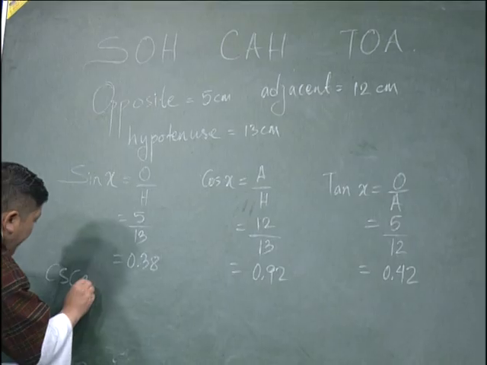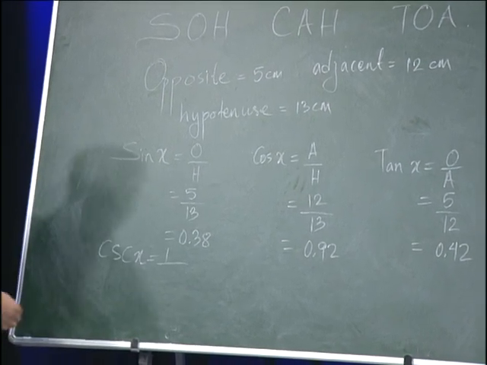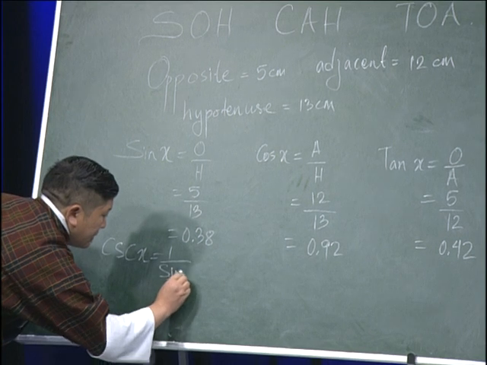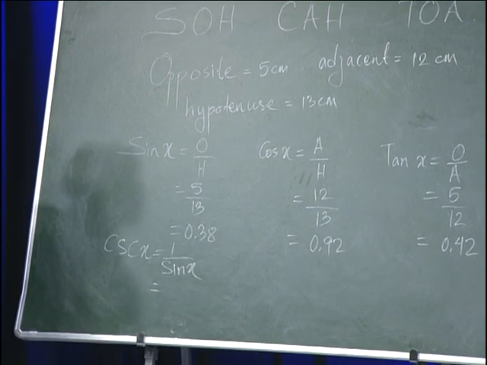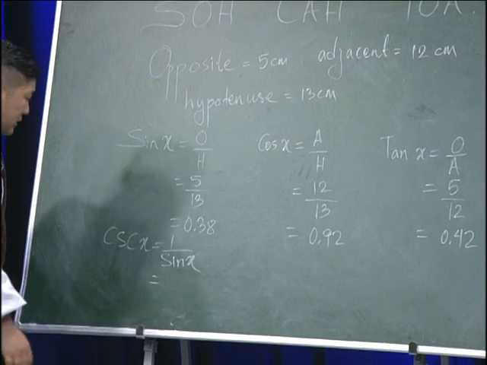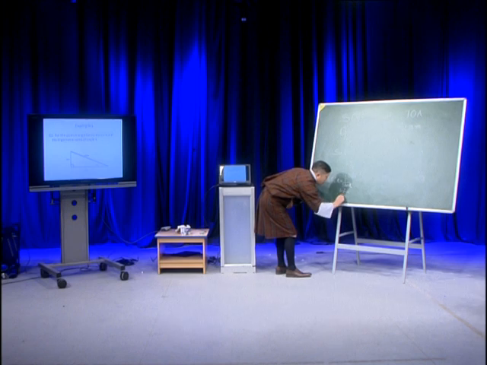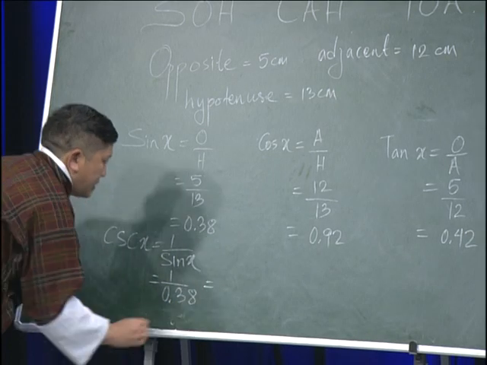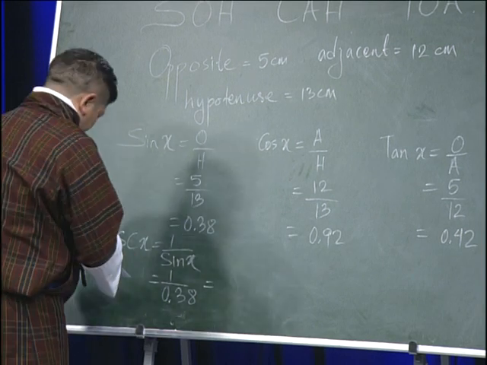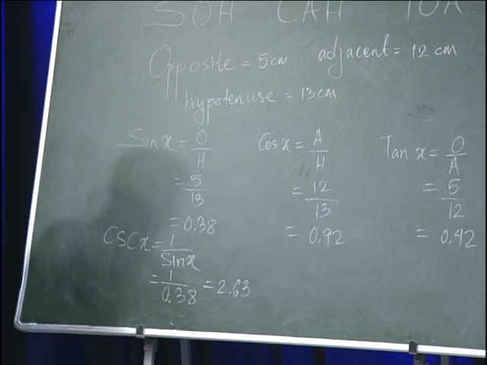Now let's look at cosecant of angle x, that is the reciprocal of what? Sine. So we already got the value of sine x, that is how much? 0.38, right? So 1 divided by, replace the value of sine x, 0.38. So now you are going to get 2.63. So this is how you find out.